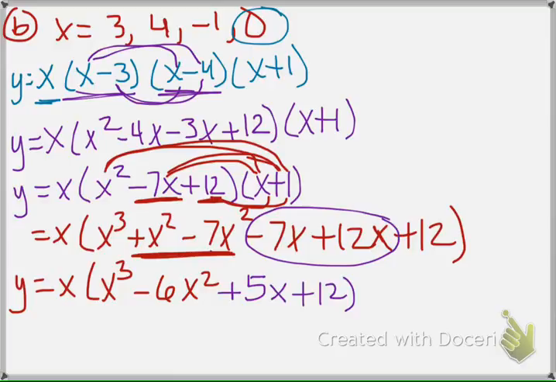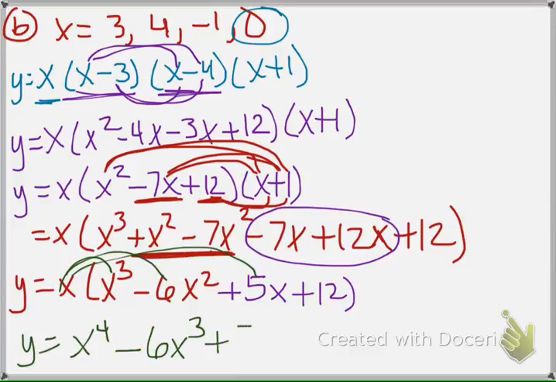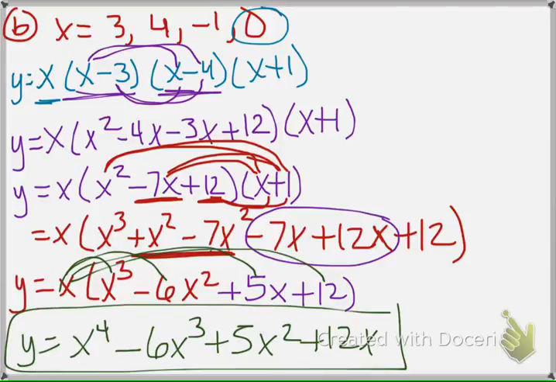And the very last step would be I have to do what? Distribute everything to who? To x. So x times x to the third, x to the fourth. X times a negative 6x squared, negative 6x cubed. X times a 5x, 5x squared. This times this, 12x. And then that's your final answer. And sorry, that's a 12x. Just make sure you got that. Are we good?